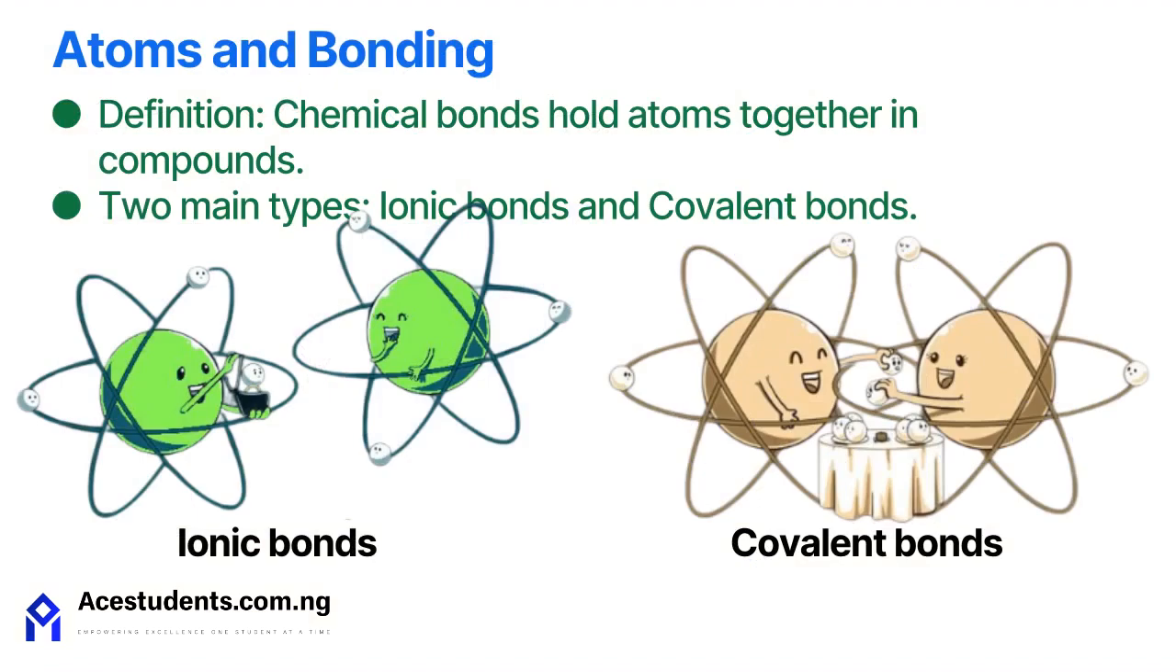Chemical bonds are the forces that hold atoms together to form compounds. The two most important types you need for GCSE are ionic bonds and covalent bonds. A common exam question asks you to compare the two types of bonding, so pay close attention to the differences.